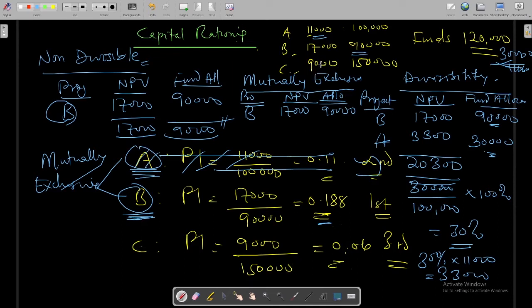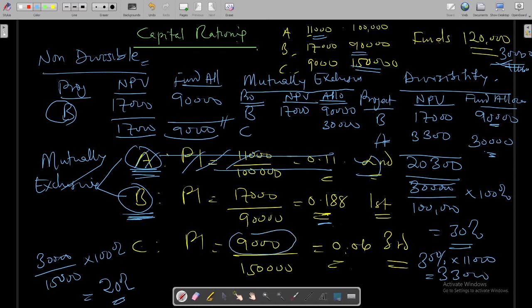For C, we require 150,000. So we can only undertake the 30,000 of the 150,000. Now 30,000 over 150,000 times 100 will give us 20%. So it means that we can only earn 20% of the NPV, which is 9,000. So 0.2 times 9,000 is 1,800. So the total NPV.